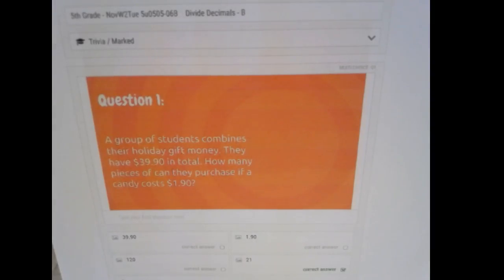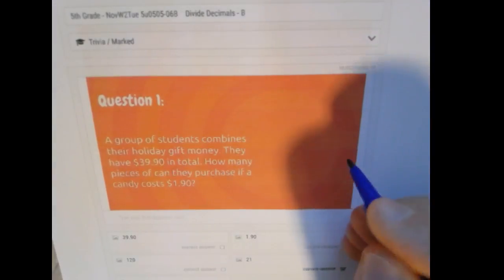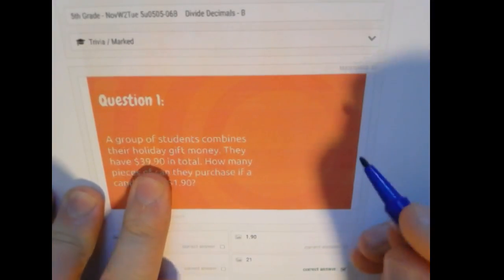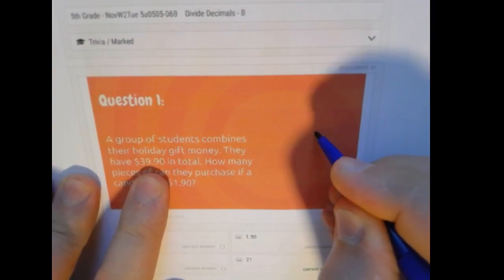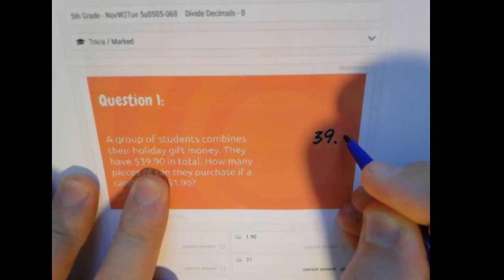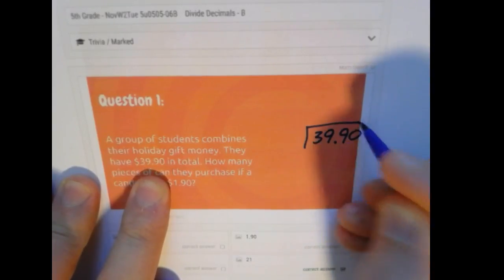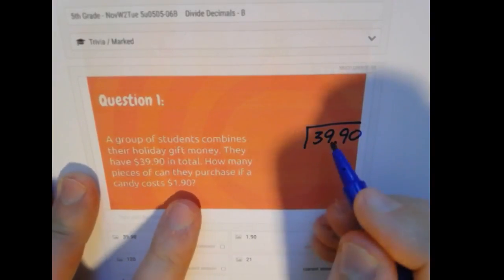So in this scenario, if we have a group of students, they combine all of their holiday gift money and they have $39.90 in total. How many pieces of candy can they purchase if a candy costs $1.90? So what we'll do is we'll take this 39.9. Okay, make our division type problem.